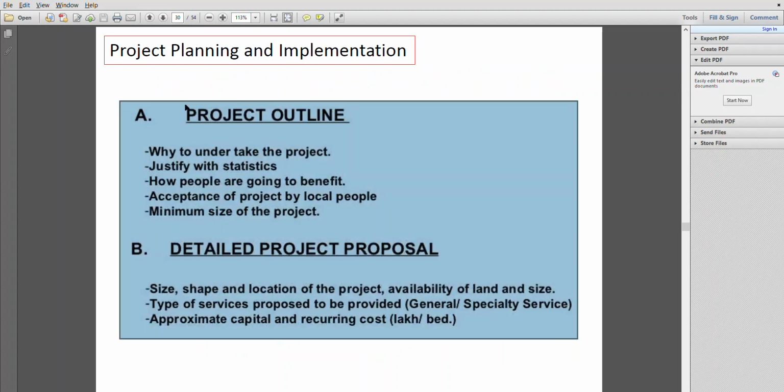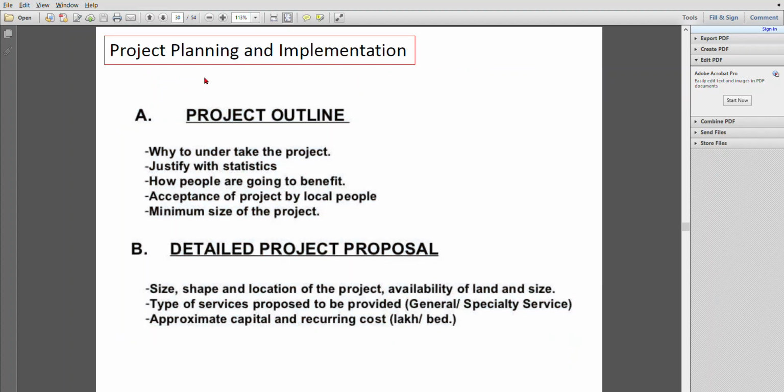Okay, so what is project outline? Project outline is to justify why this project even needs to take place with useful statistics, how people are going to benefit from this, the acceptance rate of this project by the local community, and the minimum size of the project required to turn around the finance invested in the project. This is the project outline to be submitted to the management by the group of elected administrative officers.